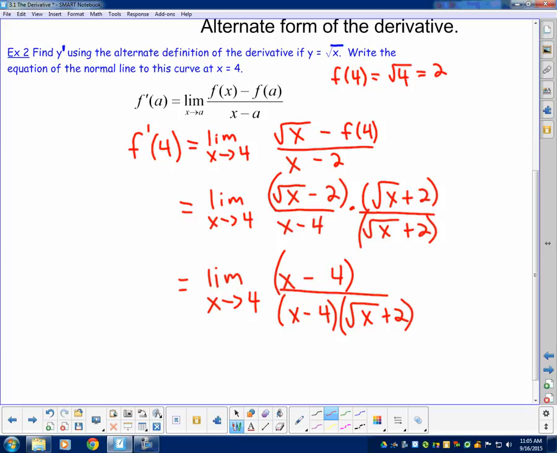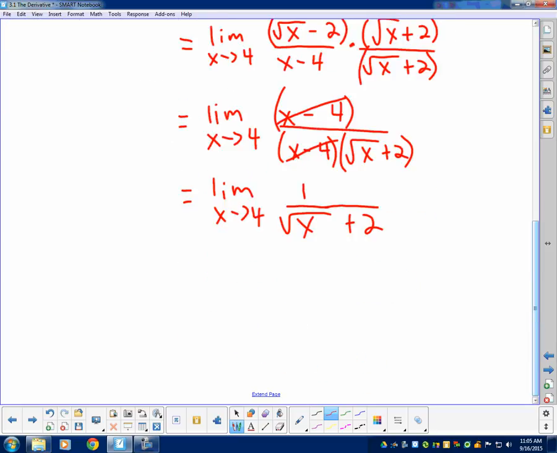So this goes away. We're left with the limit as x approaches 4 of 1 over square root of x plus 2, and that plus 2 is not under the square root. This is very good review. This is thinking about what you've been learning. If substitution doesn't work, somehow you've got to rewrite it so something cancels out. And you did. You got it.